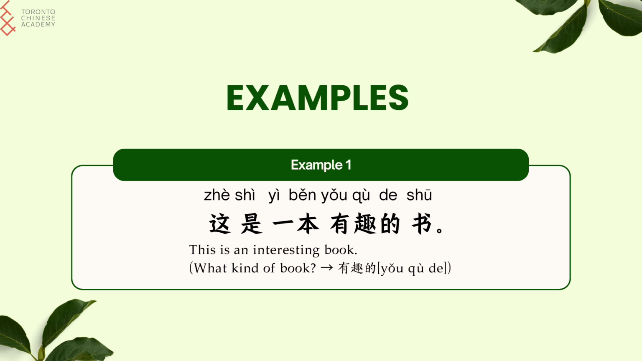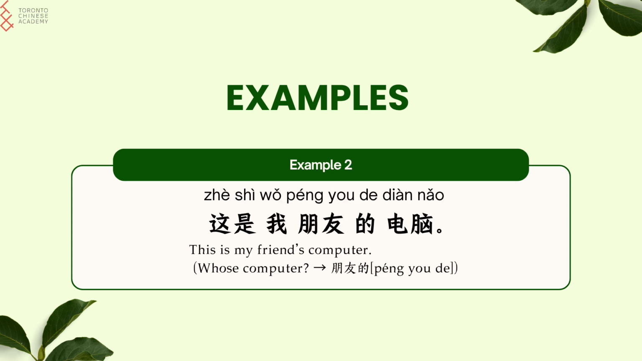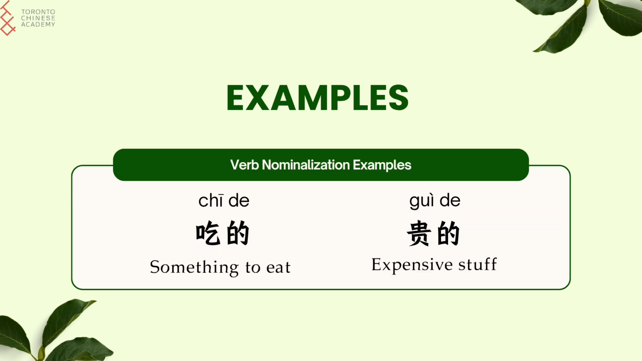Let's take a look at some examples. You could say, 这是一本有趣的书. This is an interesting book. This answers what kind of book? 有趣的. An interesting one. In a second example, you could say, 这是我朋友的电脑. This is my friend's computer. This answers whose computer? 朋友的, my friend's. This shows possession.